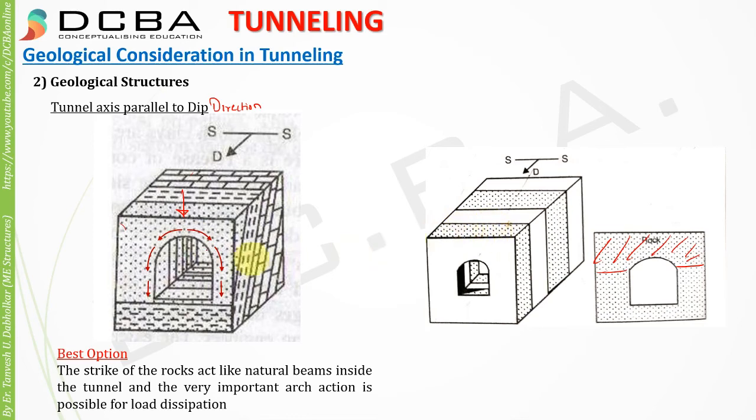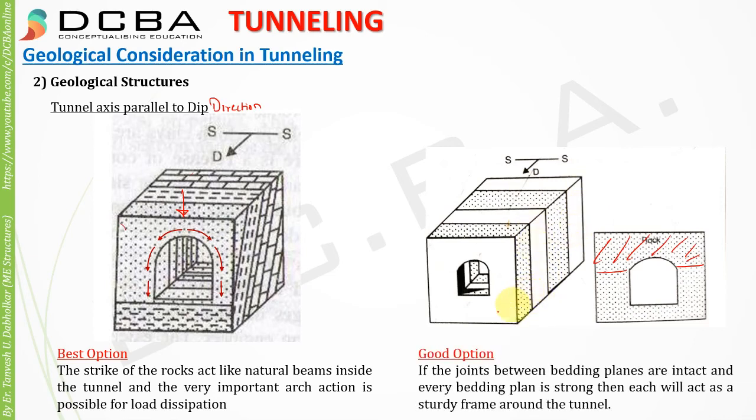Same way here also, as you can see here, the dip has got some angle. Here the dip is almost vertical. So this is a good option if the joints between bedding planes are intact and every bedding plane is strong, then each will act as a sturdy frame around the tunnel. So if the joints between these bedding planes are good enough, then this can hold properly.